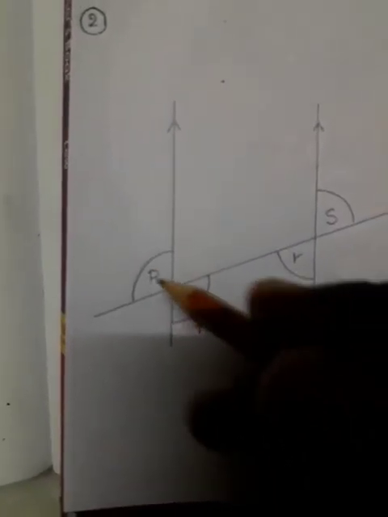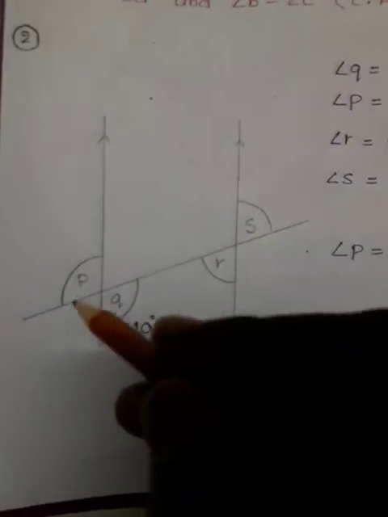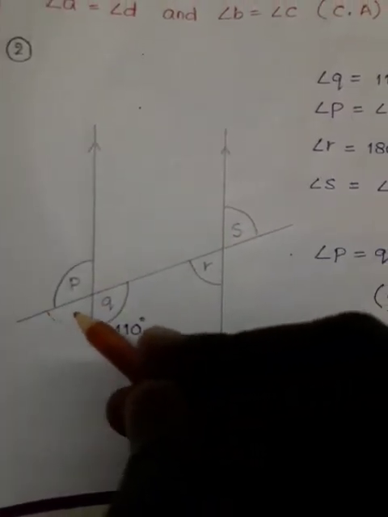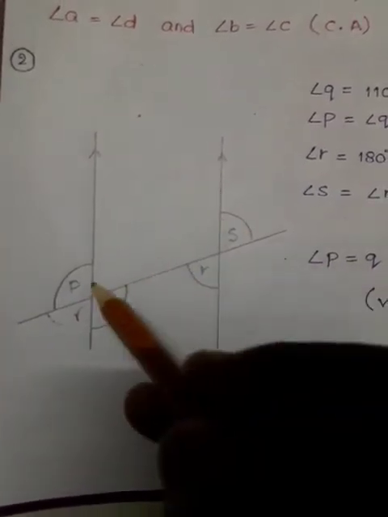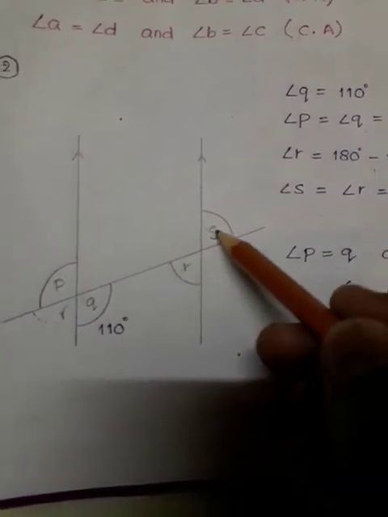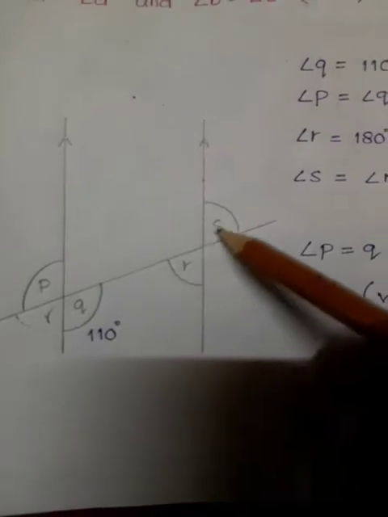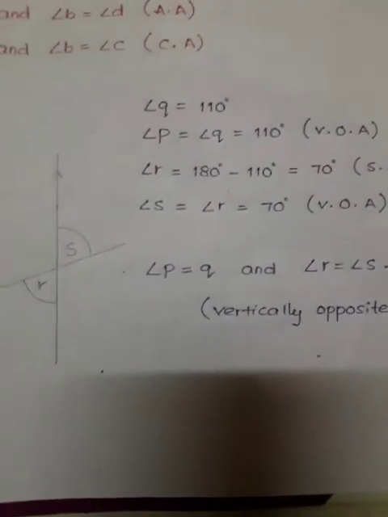So what is the nearest one? Angle P. Angle P is a vertically opposite angle. Now angle R. Remember, if these are the two parallel lines, if it is R here, this one also I can draw here as R. Because if the lines are parallel, all the angles of this line are equal to all the angles of this line. Always remember. So I can add these together in a straight line. That is supplementary angles. So R equals 180 minus 110 equals 70, supplementary angle. So I can compare with R, that is vertically opposite angle.